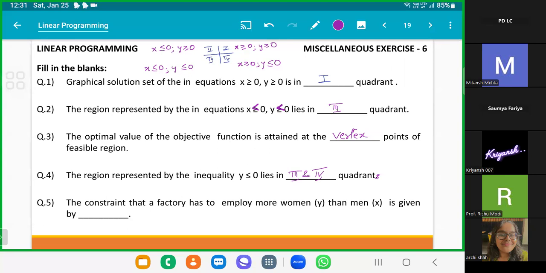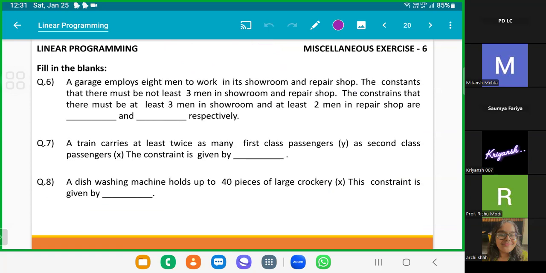Fifth one, the constraint that a factory has to employ more women than men is given by what? So here men is nothing but x, women is taken y. We want women more than men, so y is greater than x. Right? So your answer for that question will become y greater than x. We go on to question number 6.